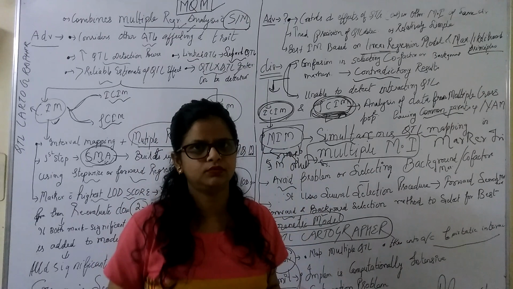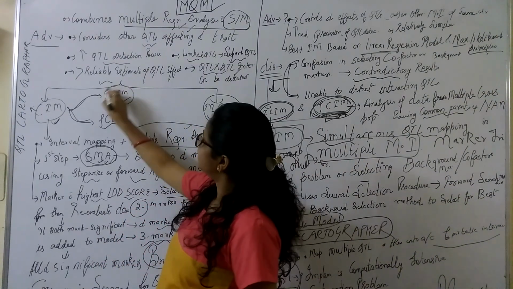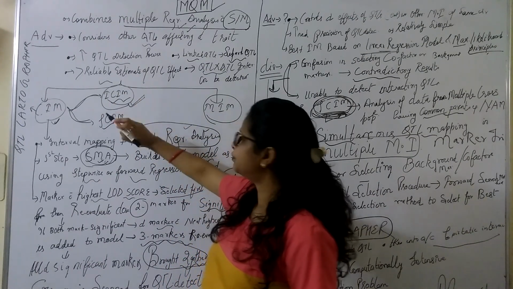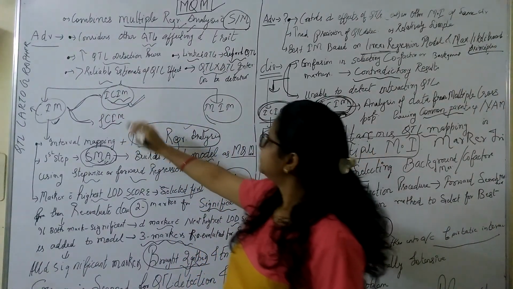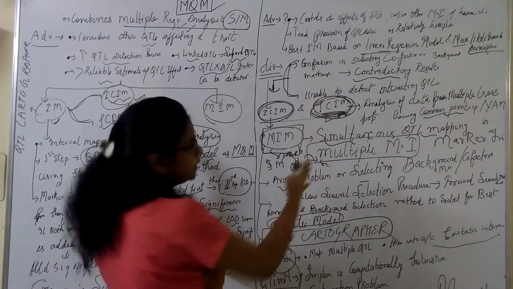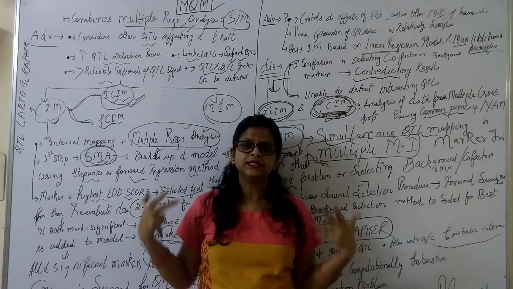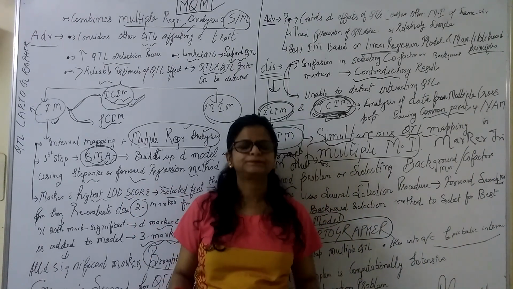The only thing is that you have to understand the basics. And this ICIM is also a very simple approach. There is no problem in using this method. Again, I told you that multiple QTL mapping has an advantage over the single QTL detection method.